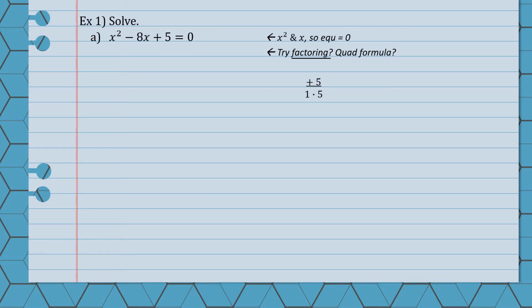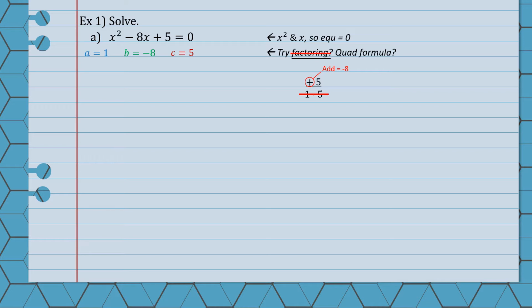Now we look at the sign. Since it's a positive 5, that tells us that the values must add to equal the middle number, negative 8. Well, from the list, 1 plus 5 will never give you negative 8, which means this cannot factor. So we must use the quadratic formula. To use the quadratic formula, we must identify our a, b, and c values. A is 1, b is negative 8, c would be positive 5.